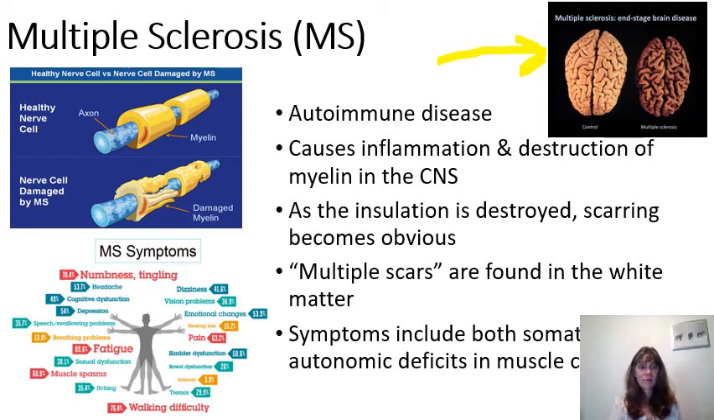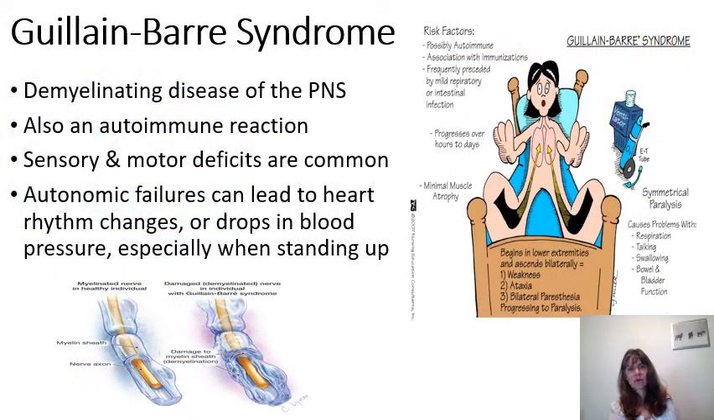That ends this slide presentation. We're going to go on to the next slide, I think, or is there one more? Oh yes, Guillain-Barre Syndrome. Guillain-Barre is a demyelinating disease of the peripheral nervous system. This is also considered an autoimmune reaction where sensory and motor deficits are most common, and autonomic failures can lead to changes in the rhythm of the heartbeat or drops in blood pressure, especially when a person stands up, which is known as orthostatic hypotension.